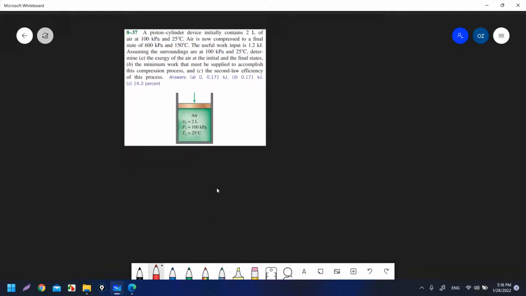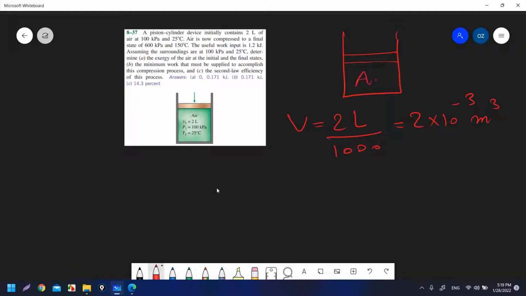He's saying a piston cylinder device. So we have a piston cylinder device that initially contains 2 liters. The volume is 2 liters divided by 1000 to get it in meters cubed, so it will be 2 times 10 to the power negative 3 meter cubed, of air. So we have air.